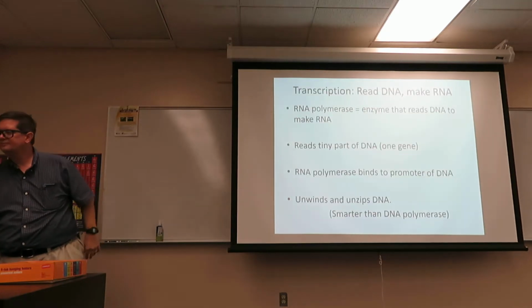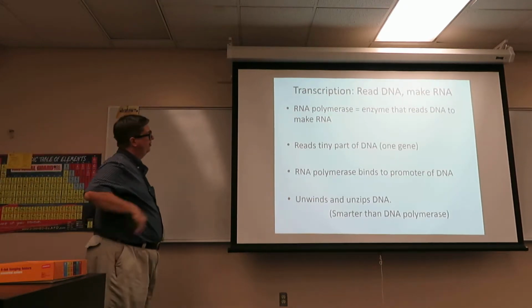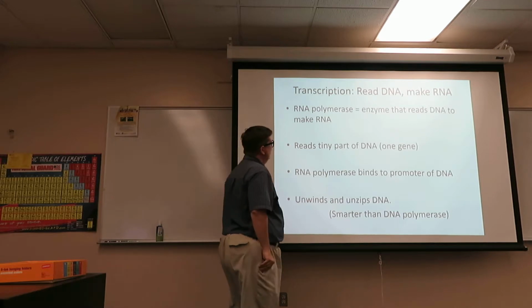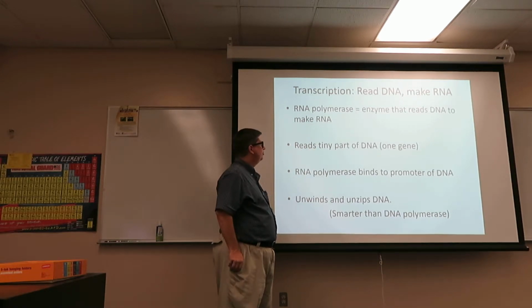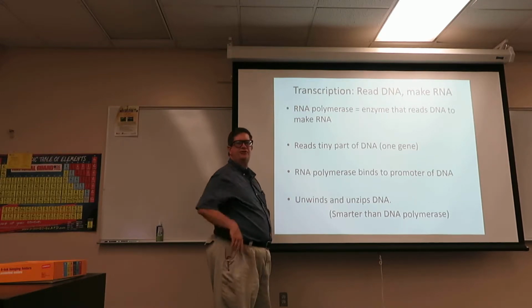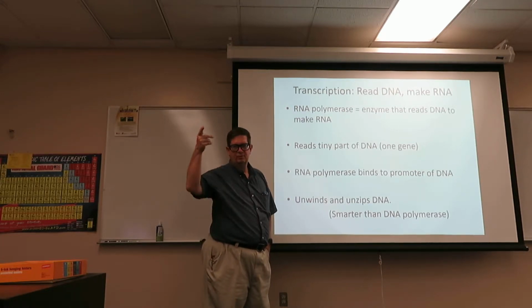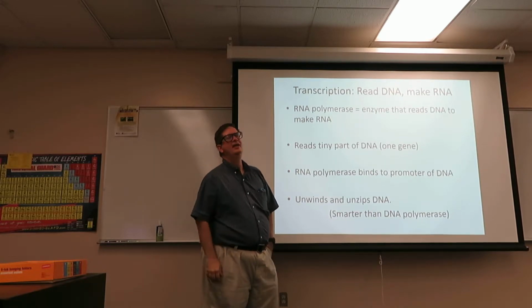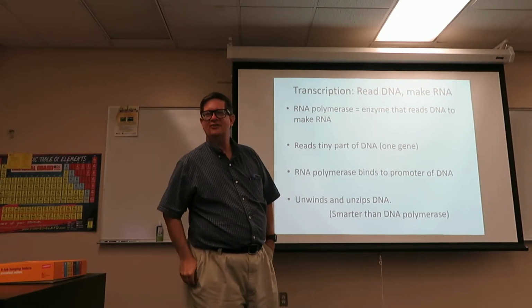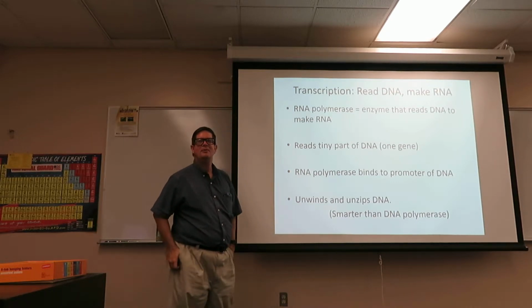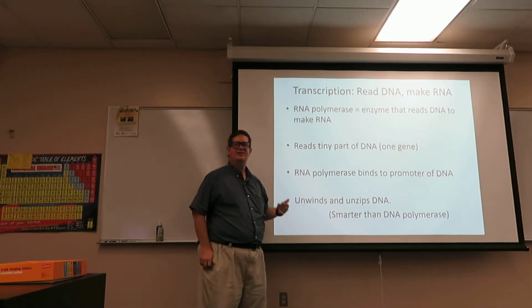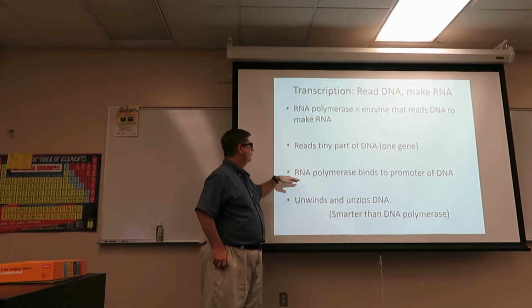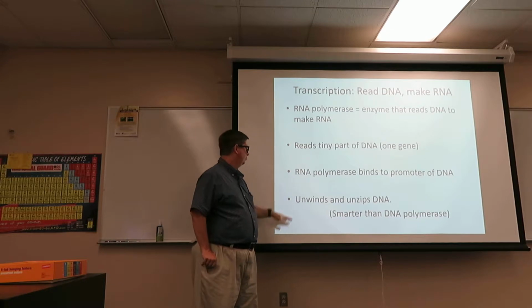All right. So RNA polymerase, in our cartoon the monk-like scribe, is an enzyme that reads the DNA, makes the RNA. It reads a little part of the DNA, one gene. It starts at the, look for a P word. Yes, it starts at the promoter and it stops at the terminator. You start reading DNA in the promoter, you stop reading in the terminator.